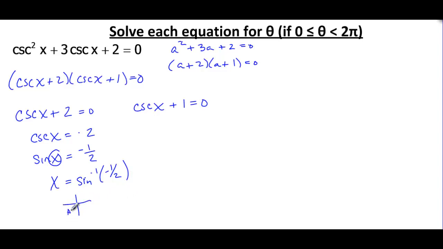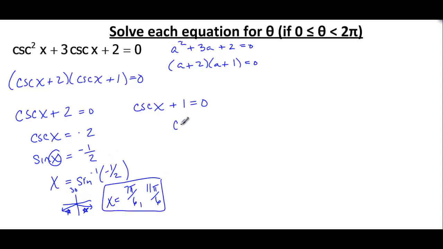Well, sine is negative in quadrants 3 and 4. And when sine is negative 1/2, again, that's only down a little bit. So this is my 30-degree family. So that means x is going to equal, in the third quadrant, 7 pi over 6, and in the fourth quadrant, 11 pi over 6. Okay, so those are two of my answers from the first part.